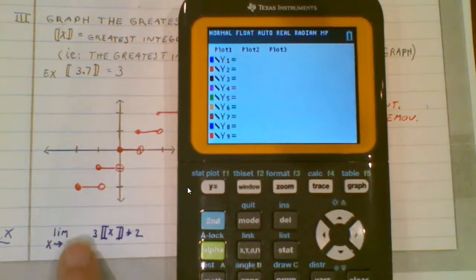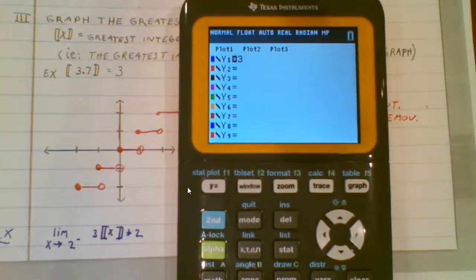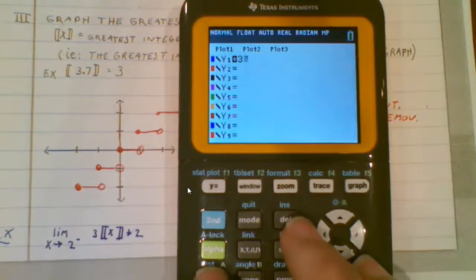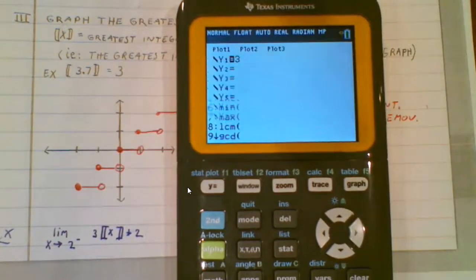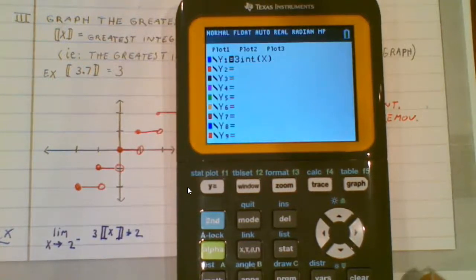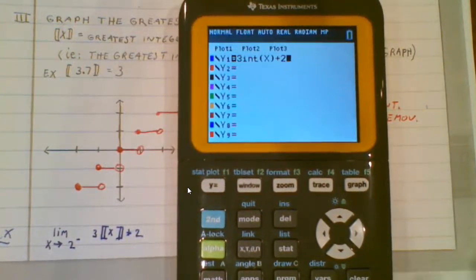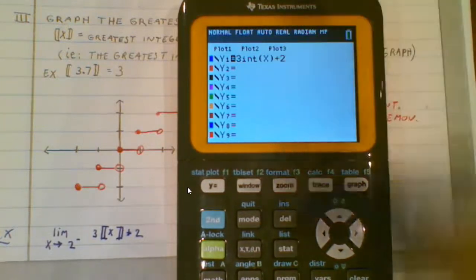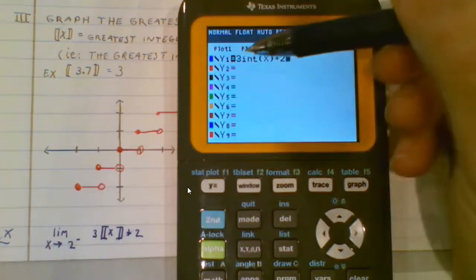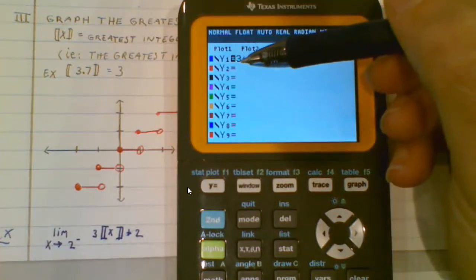So I'm going to start by typing in whatever comes first. So I would have to hit the 3 first. Then I need the greatest integer of x. So this is where I would hit my math button, go over to the number column, and choose option 5. And this is where I would put in the x, close off that parenthesis, and now I can type whatever would follow. So in this case, a +2. And so what you're going to see on this is a couple things. One is I'm going to see the same greatest integer function that I had here, but now I'm only going to see it in multiples of 3.